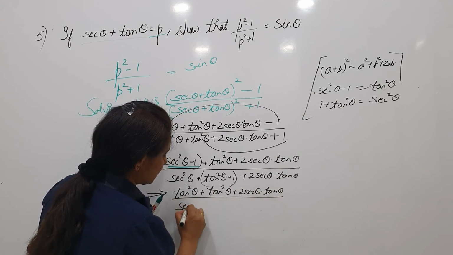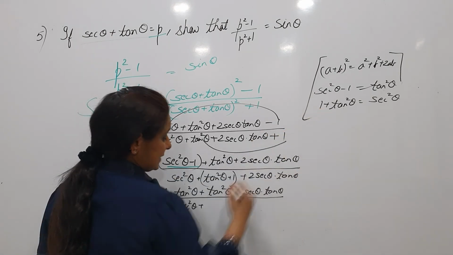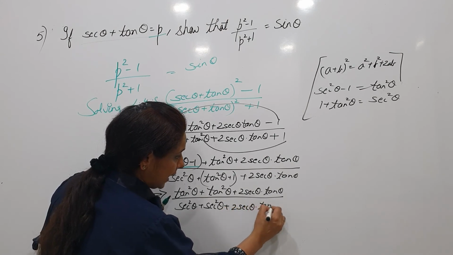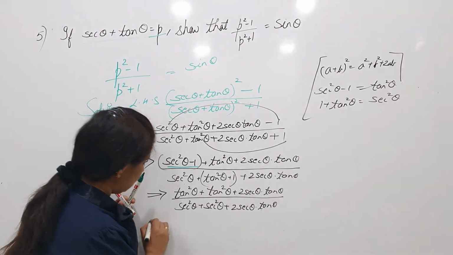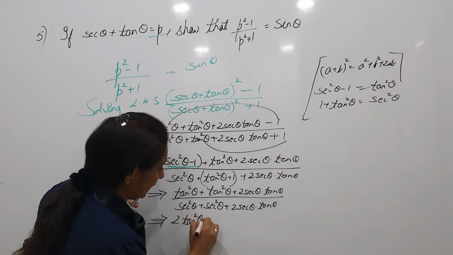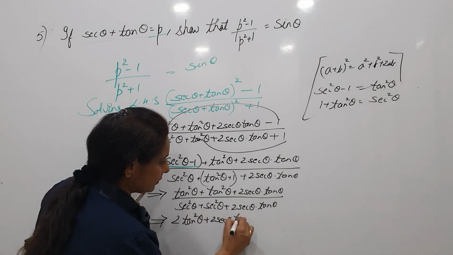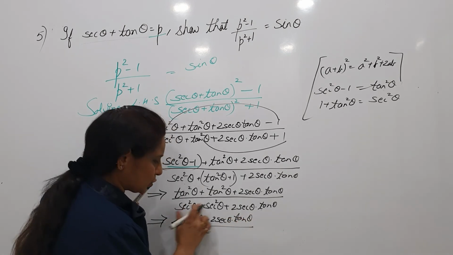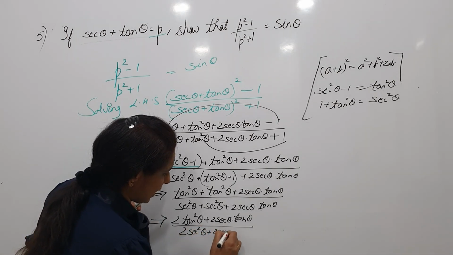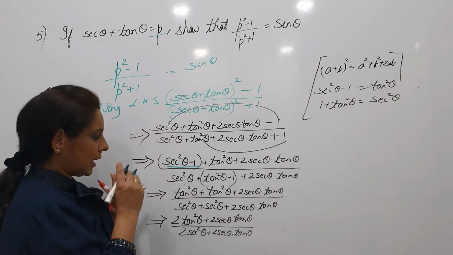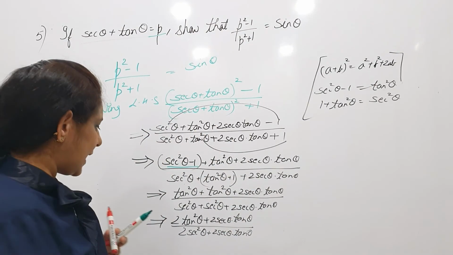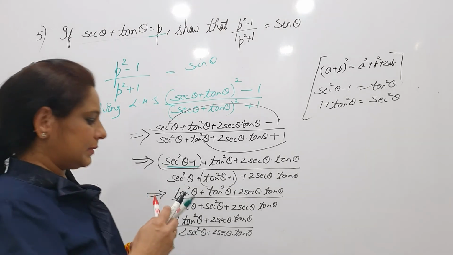एंड डिनोमिनेटर में हमारे पास क्या हुआ? tan स्क्वायर थीटा प्लस 1 को हम किससे रिप्लेस करेंगे? sec स्क्वायर थीटा से एंड प्लस 2 sec थीटा tan थीटा. अभी भी कुछ नहीं सॉल्व होता दिख रहा. tan स्क्वायर थीटा प्लस tan स्क्वायर थीटा क्या होता है? 2 tan स्क्वायर थीटा प्लस 2 sec थीटा tan थीटा अपॉन sec स्क्वायर थीटा प्लस sec स्क्वायर थीटा क्या होता है? 2 sec स्क्वायर थीटा प्लस 2 sec थीटा tan थीटा. अब इसमें जो हमें दिख रहा है वो ये दिख रहा है 2 tan थीटा न्यूमरेटर में से कॉमन लिया जा सकता है और 2 sec थीटा डिनोमिनेटर में से कॉमन लिया जा सकता है.